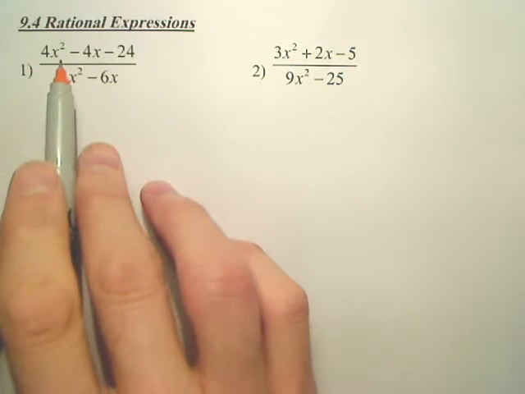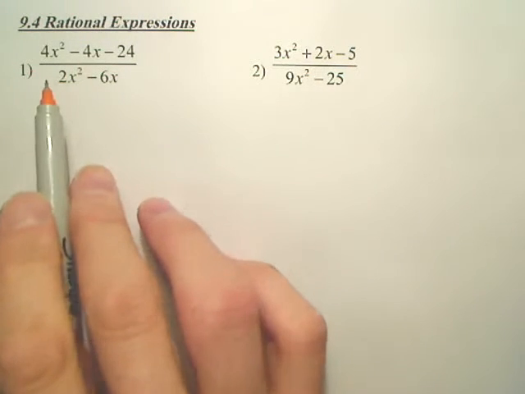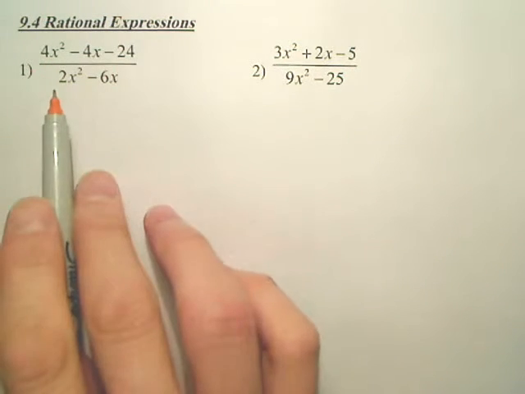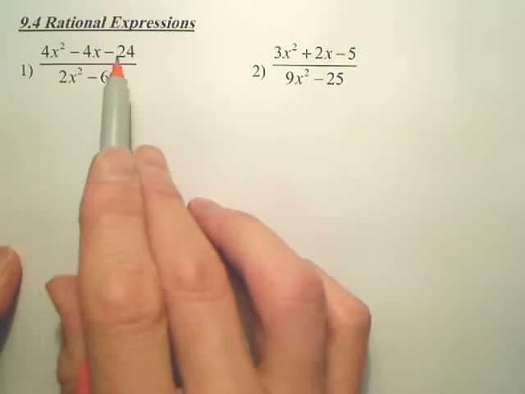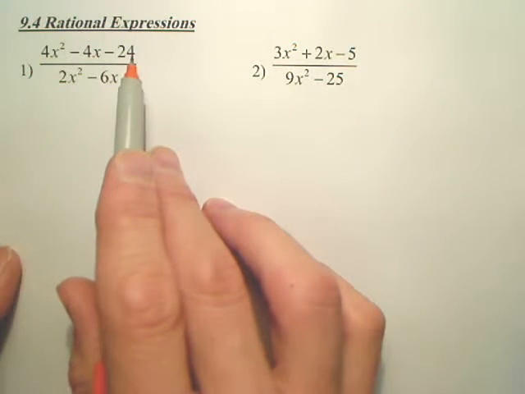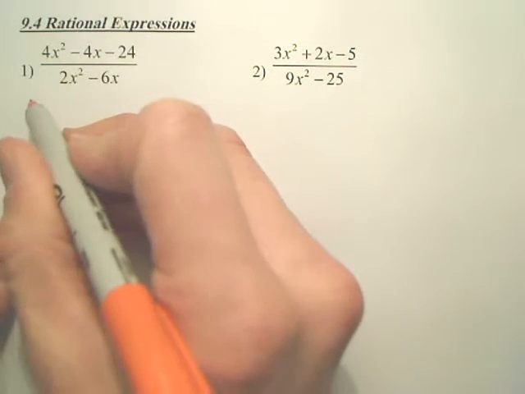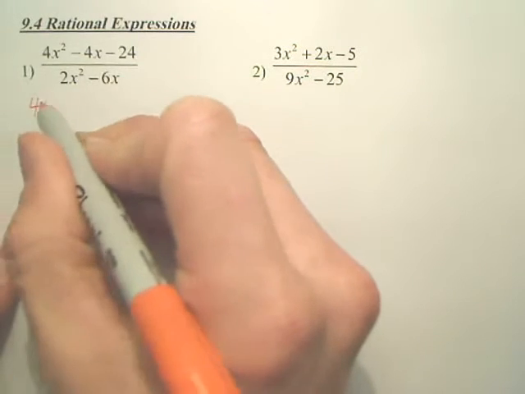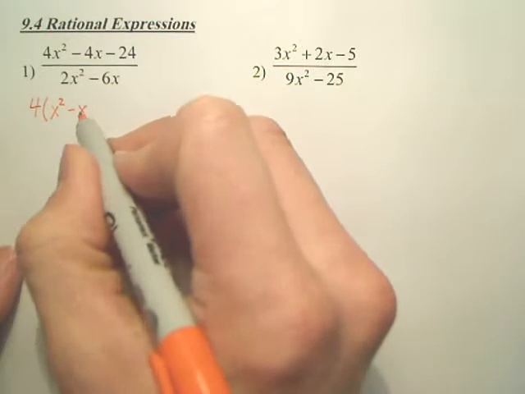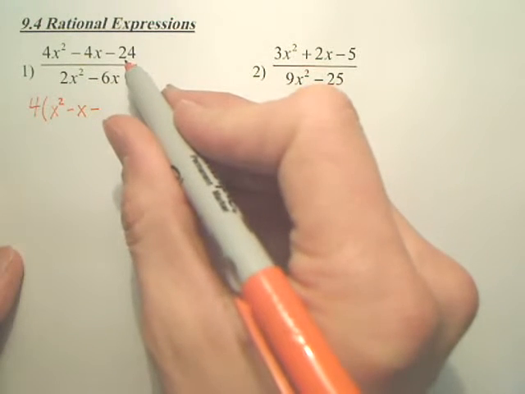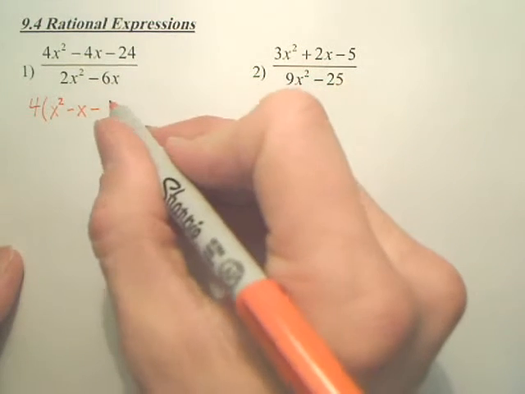Class, I want to simplify this. So what we do is we're going to factor the top and factor the bottom as the first step. To factor the top, the numerator, is there a GCF? That's the first thing you do: pull out your GCFs. So I pull a 4 out. That leaves me x squared minus x minus, how many times does 4 go into 24? 6.